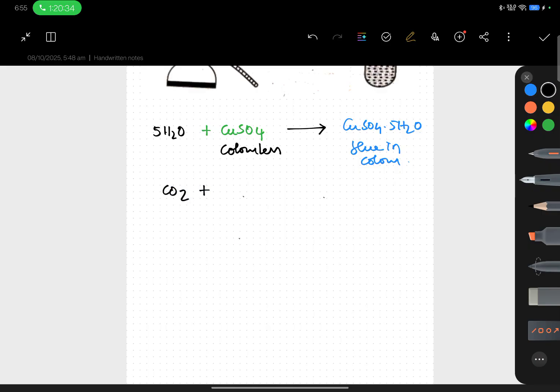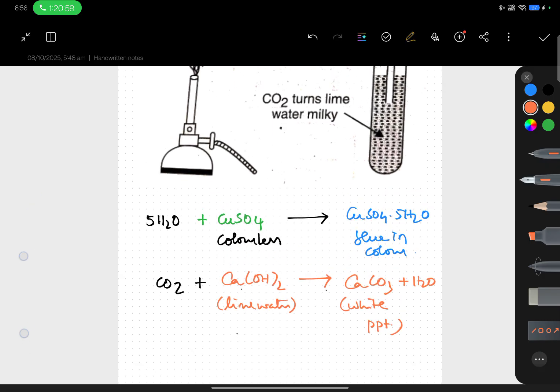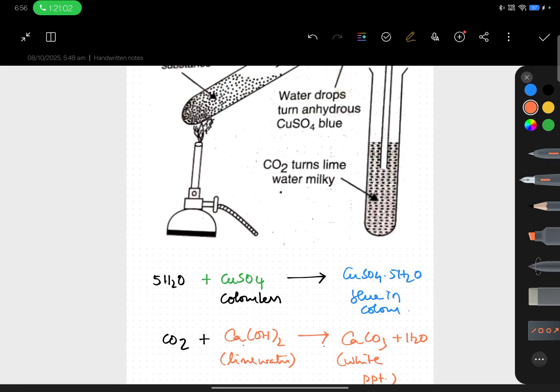So take the carbon dioxide and treat it with calcium hydroxide, which is nothing but your lime water. It becomes calcium carbonate plus water. This is a white precipitate. Please copy. So the second experiment is lime water turning milky. So this is how the presence of carbon and hydrogen is detected.